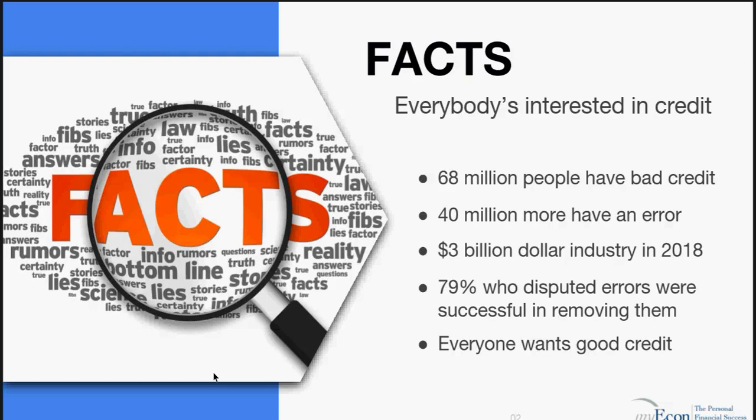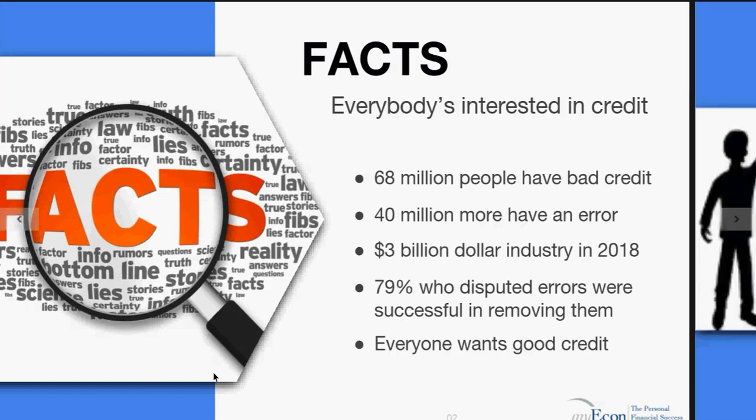So 79% of people who disputed errors on their credit report were successful in getting them removed. That's a big deal. That's almost 80% of the people who disputed things on their credit who had success in getting it removed. Why is that important to you? Because if that many people have an error on their credit report, and just about 80% got it removed, then there's a good chance that you may have an error on your credit report, and a great chance that you can get it removed, which enhances your credit. So because of the importance credit plays in our lives, everyone wants good or great credit. So let's talk about it.